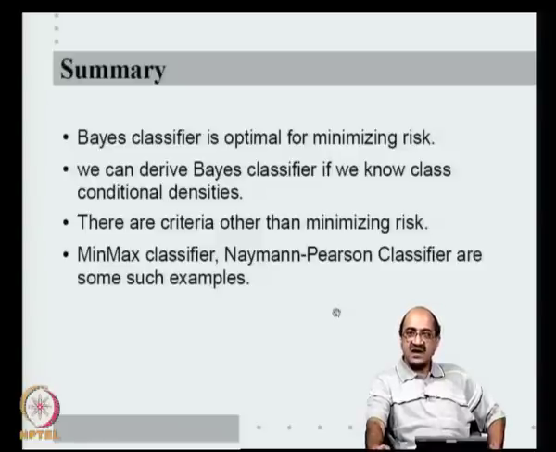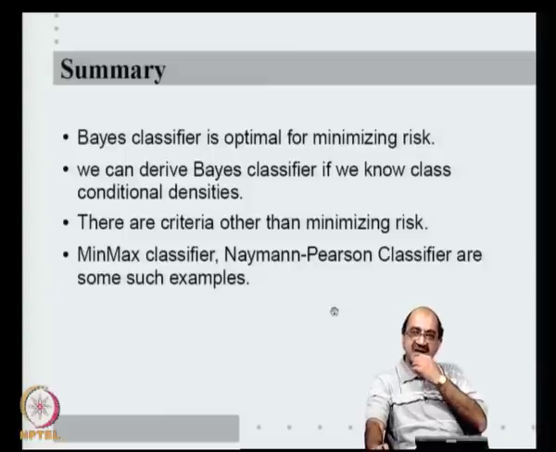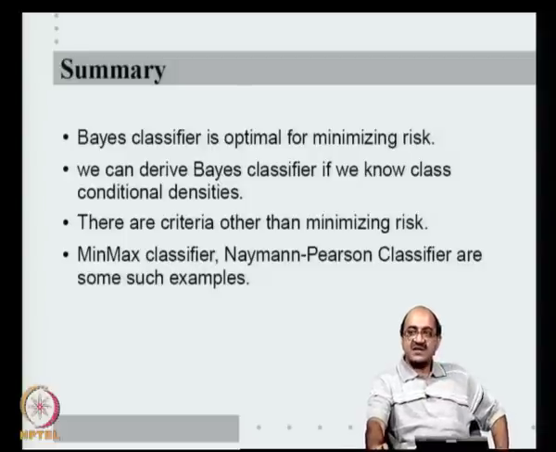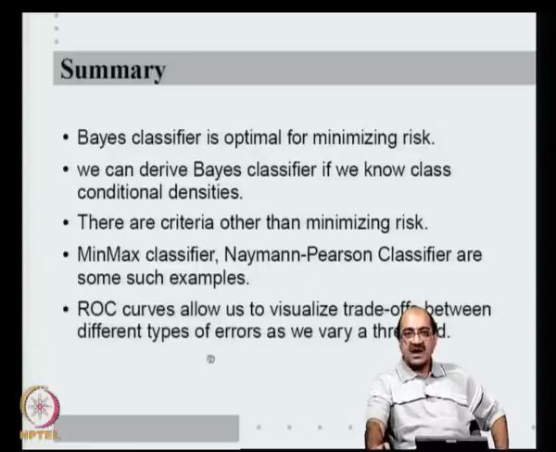All of these are essentially trying to trade off errors in a way different from the trade off that the Bayes classifier does. The Bayes classifier trades off errors using the loss function as the exchange rate, whereas there are other ways of trading off errors, and receiver operating characteristic curves allow us to visualize the trade off between different types of errors as we vary the threshold.